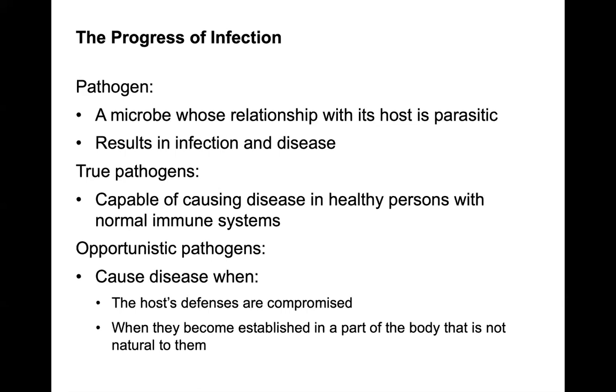Now, the progression of an infection. A pathogen is a microbe whose relationship with its host is parasitic, and this results in infection and disease. True pathogens are capable of causing disease in healthy persons with normal immune systems. Opportunistic infections, on the other hand, cause disease when the host defenses are compromised, when they become established in a part of the body that is not natural to them. Opportunistic pathogens are typically part of your normal microbiota.